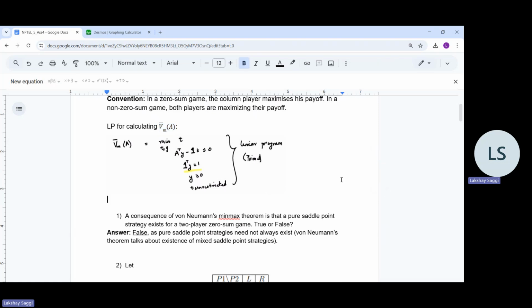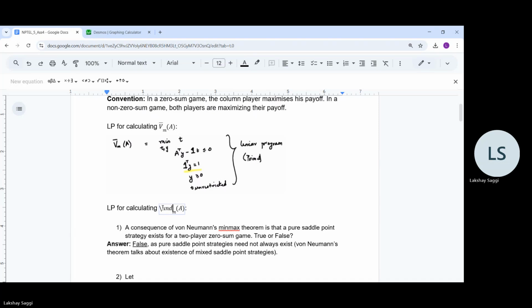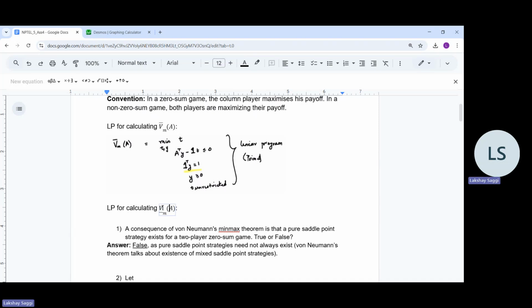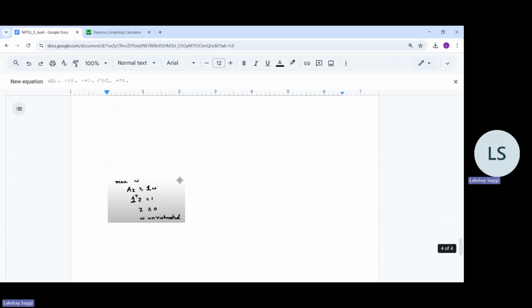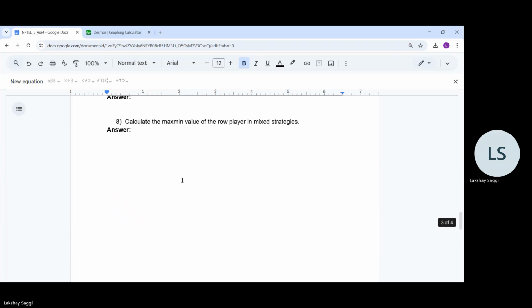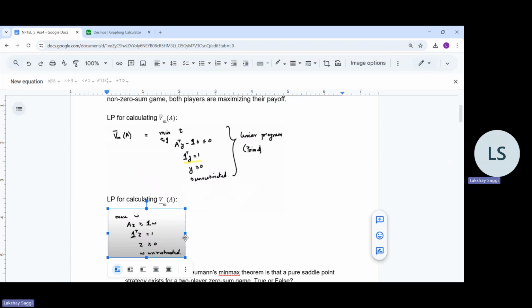And if one wants to calculate V underline, then this is the LP which was discussed in the lecture. And by LP, I mean the linear program. I think this should be obvious. So this is nothing fancy. This is just taken from the lectures directly.